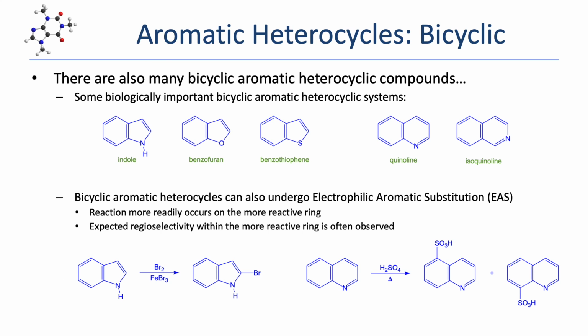In the second reaction, we see quinoline subjected to EAS sulfonation. We know that benzene is more reactive than pyridine in an EAS reaction, so the reaction will be faster on the benzene ring of quinoline. In this case, regioselectivity within the benzene ring is rather complex and beyond the scope of this lesson, and the reaction proceeds to give a mixture of regioisomers.